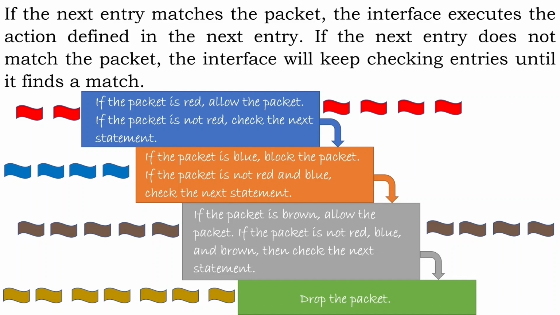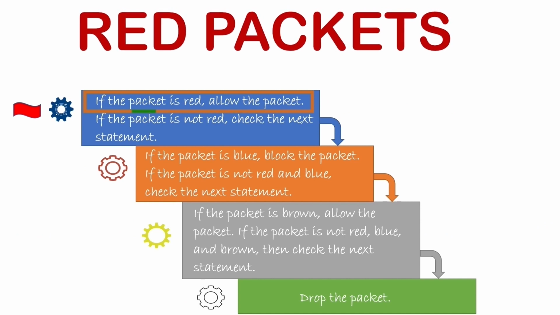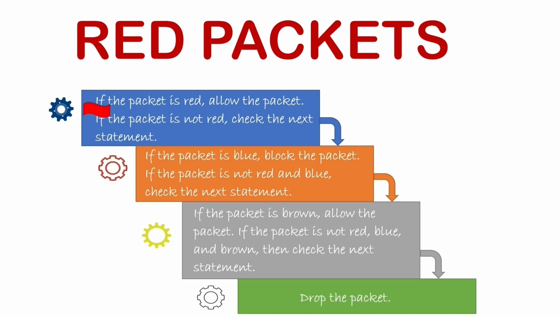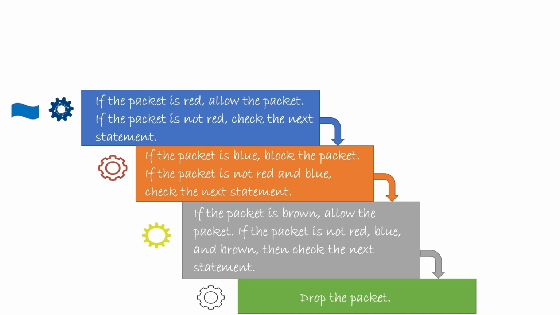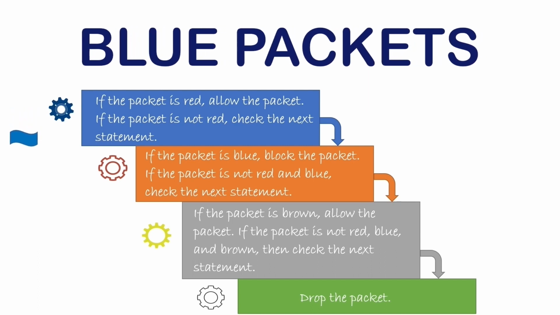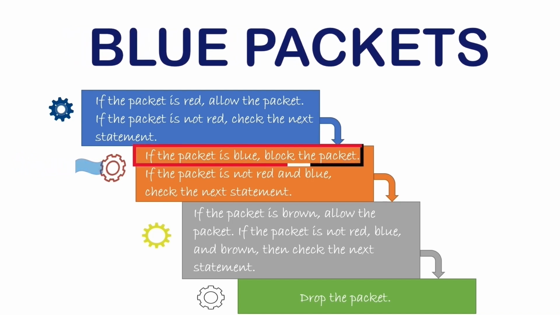Let's understand this process through this example. It is a red packet. It will always be allowed. The router will never check the second line for red packets. The router will check the second line only if the packet is not red. It is a blue packet. Since it is not a red packet, the router checks the second line of the ACL. The second line discards the blue packet.